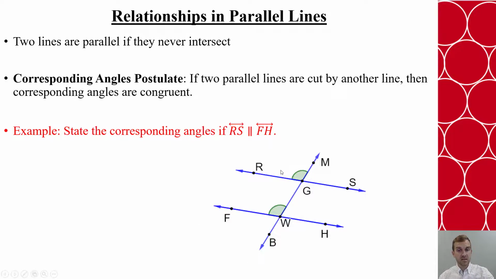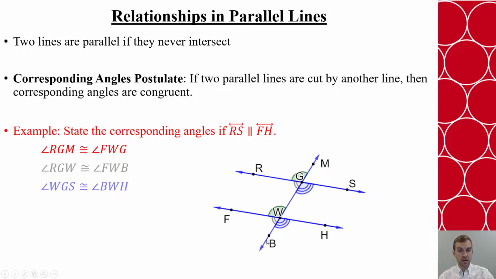Well, in this case, RGM and FWG would be corresponding. Then RGW and FWB would be corresponding. Then we'd also have BWH and WGS would be corresponding. And then we'd also have MGS and GWH that are corresponding. So we have four sets of corresponding angles in this image. And the sets of corresponding angles are congruent to one another. So their angle measures are the same.